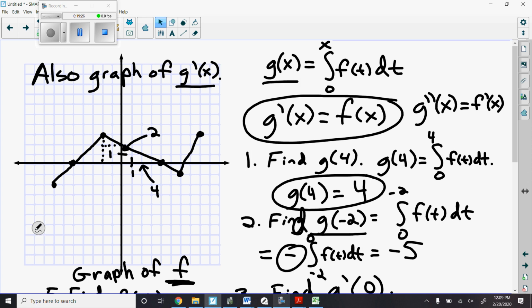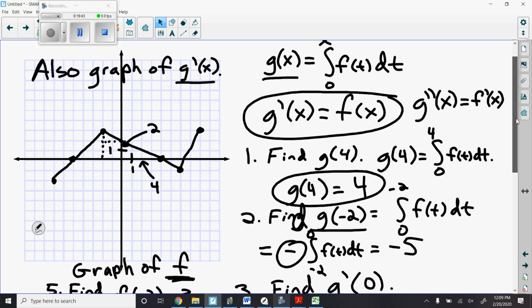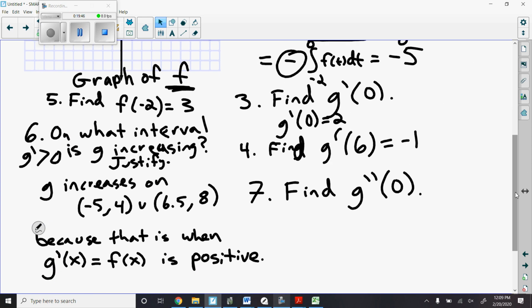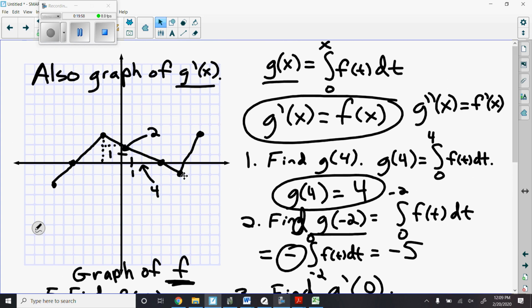So G double prime would be the slope of my G prime graph, or the slope of my F graph. So if I want G double prime of 0, I would look to my X equals 0, and I'd want to report the slope of this line. Well, I can tell that this slope is negative. It goes down 1 over 2, down 1 over 2. So we have a slope of -1/2. So G double prime of 0 would equal -1/2. Also, on these G double prime questions, just be careful of these corner points. G double prime is going to be undefined at these corner points because we can't do a derivative at a corner like that.